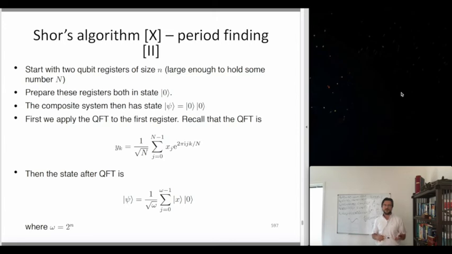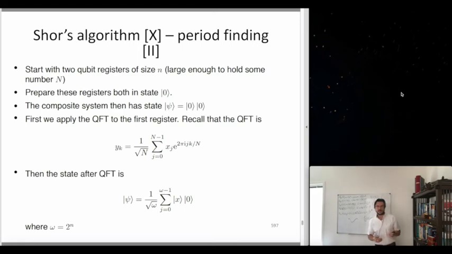And then we prepare some number n. So the number n is not the number of inputs in that case, it's the number that we want to analyze. So we prepare these states in state zero. That means we start in the zero state, and the composite system then is in the state that you can see here, 0, 0, but of n qubits. And first we want to apply the quantum Fourier transform that we just constructed before to the first register.